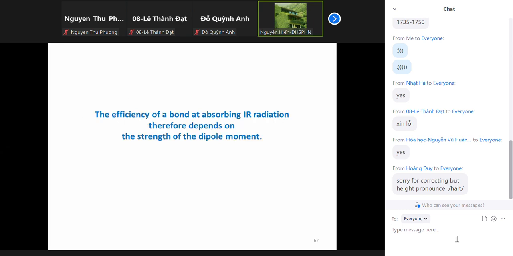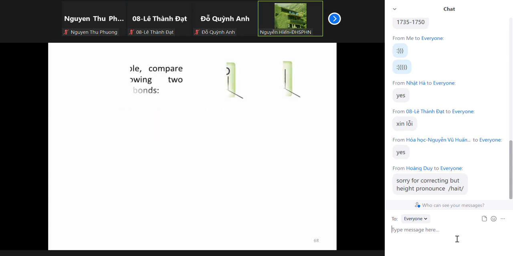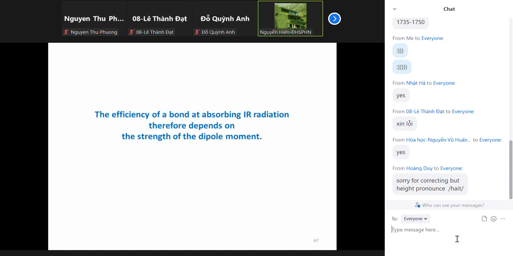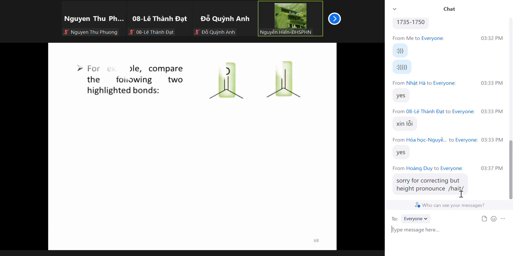And therefore, the efficiency of the bond at absorbing infrared radiation depends on the strength of the dipole moment of that bond. For example, the efficiency of the bond at absorbing infrared radiation changes with its dipole moment. We can say the greater the dipole moment, the more efficiently that bond will absorb infrared radiation. Okay, so we have an example.